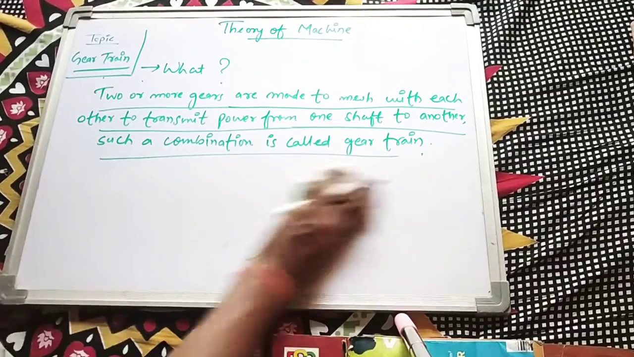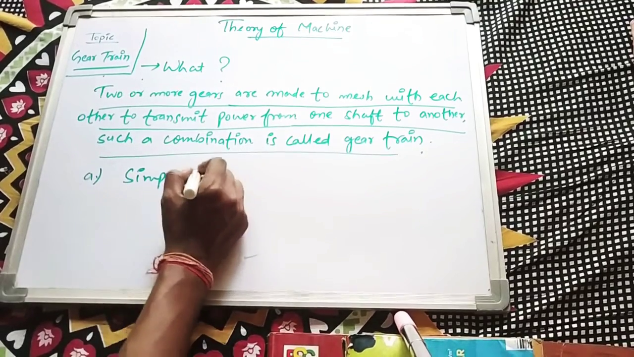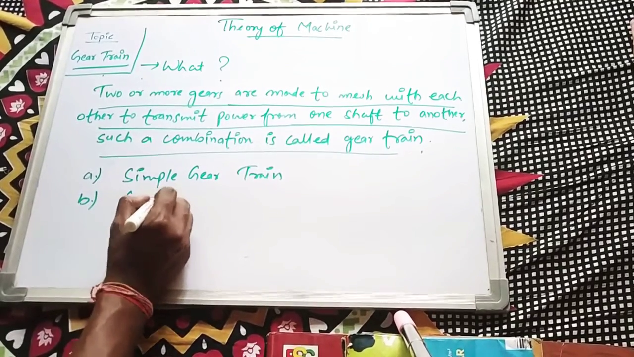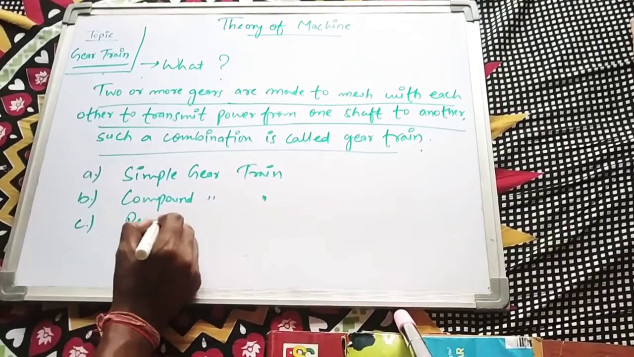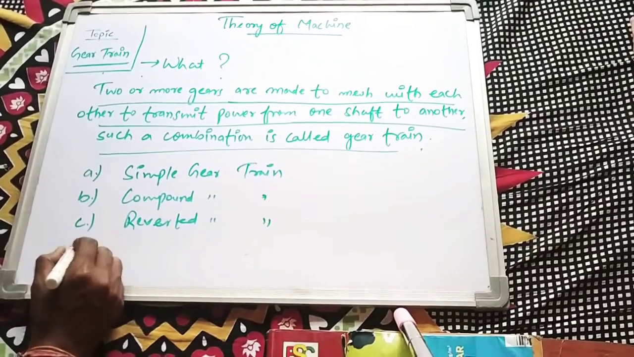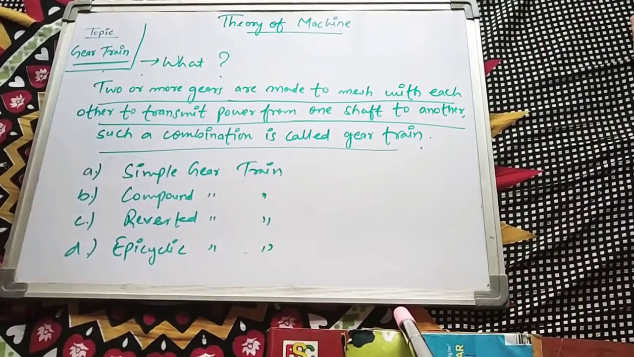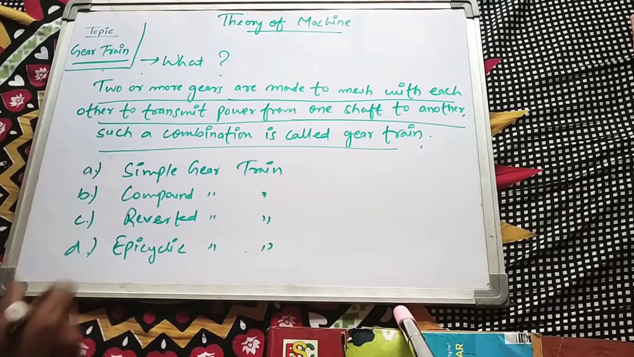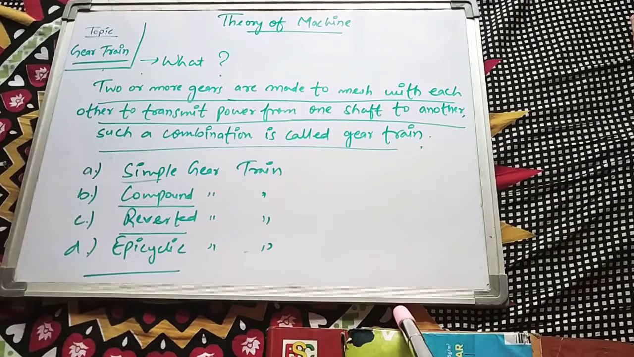Gear trains are mainly divided into four types. The first one is the simple gear train, the next one is the compound gear train, the third one is the reverted gear train, and the fourth one is the epicyclic gear train. These are the four types of gear train which are used for the transmission of power from one shaft to another shaft. Note it down, and then we will discuss one by one from simple gear train to epicyclic gear train.